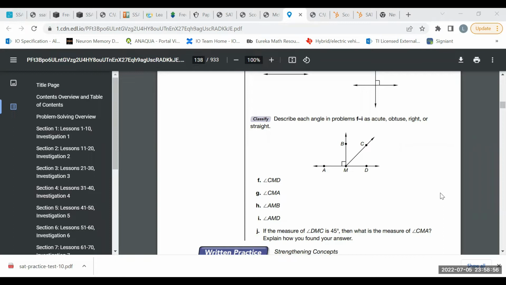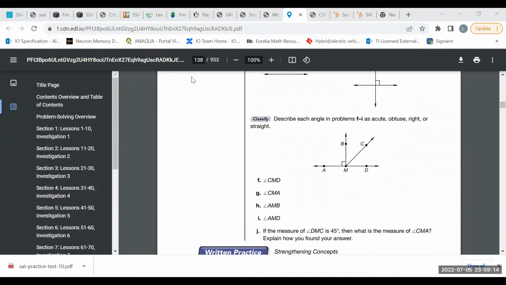135. How did you get to it? I just did 45 times 3 because 45 times 4 would be 180, and it's supposed to be in the middle of 90 and 180.